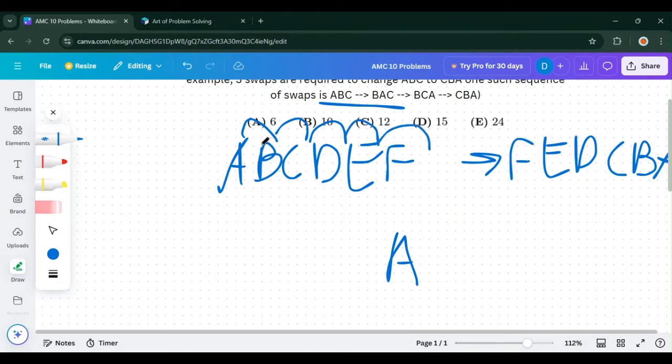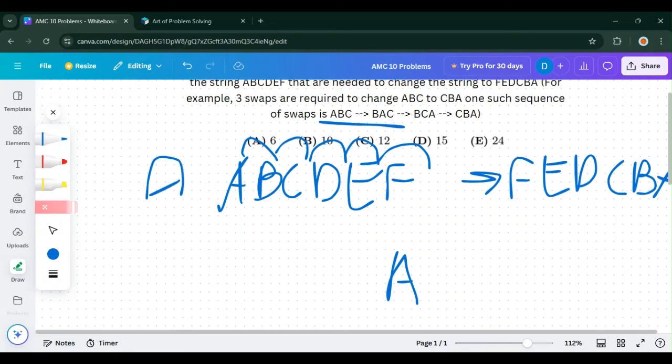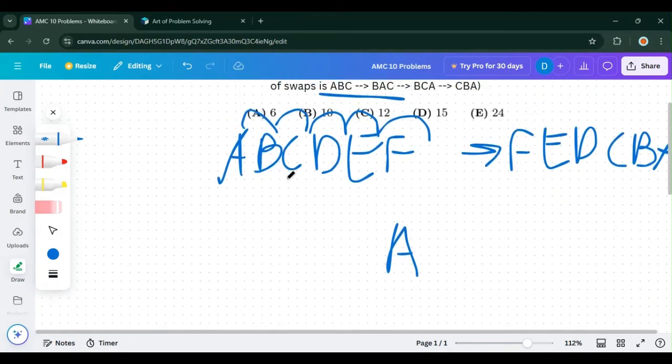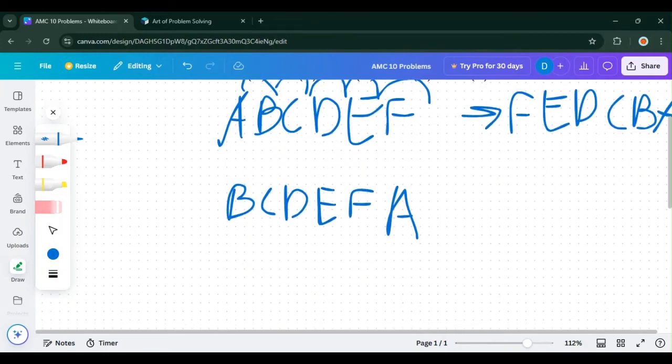So as you see here, this is the first move. Each upside down U is 1 move. And then we see that there's 5 moves total for A to move into that position. So we have now rearranged our letters into this.